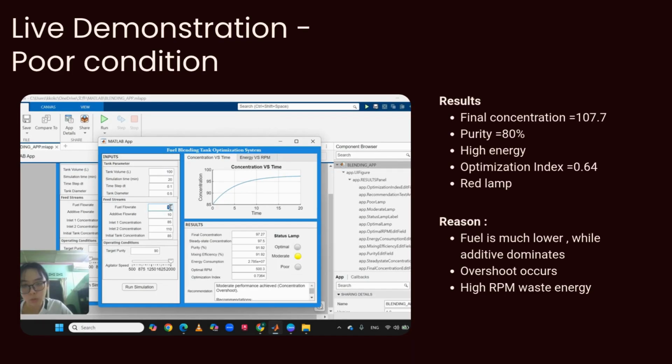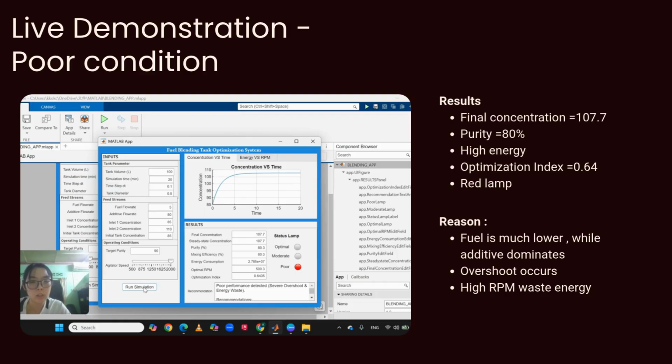Lastly, we will go to the last example, where I'm going to lower the fuel flow rate, increase the additive flow rate, and keep the others the same. This will give a very poor condition, because in this scenario much more additive enters the tank compared to the fuel, where the ratio is fuel 1 and additive 50. Since the additive concentration is much higher than the fuel concentration, the tank concentration will rise much faster.